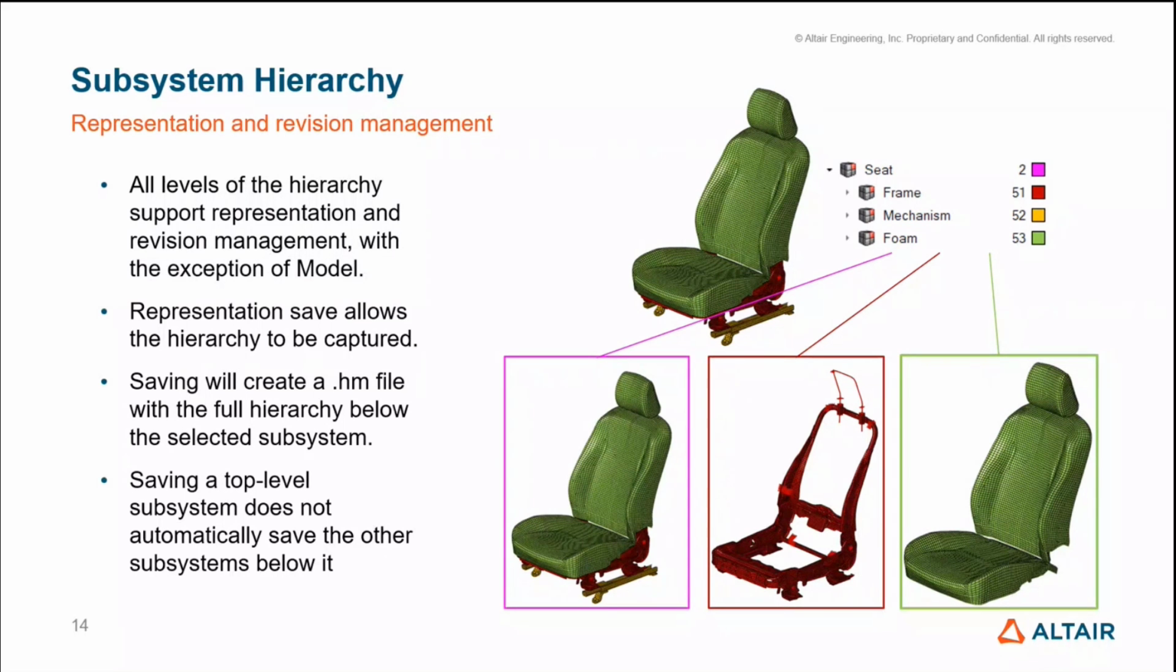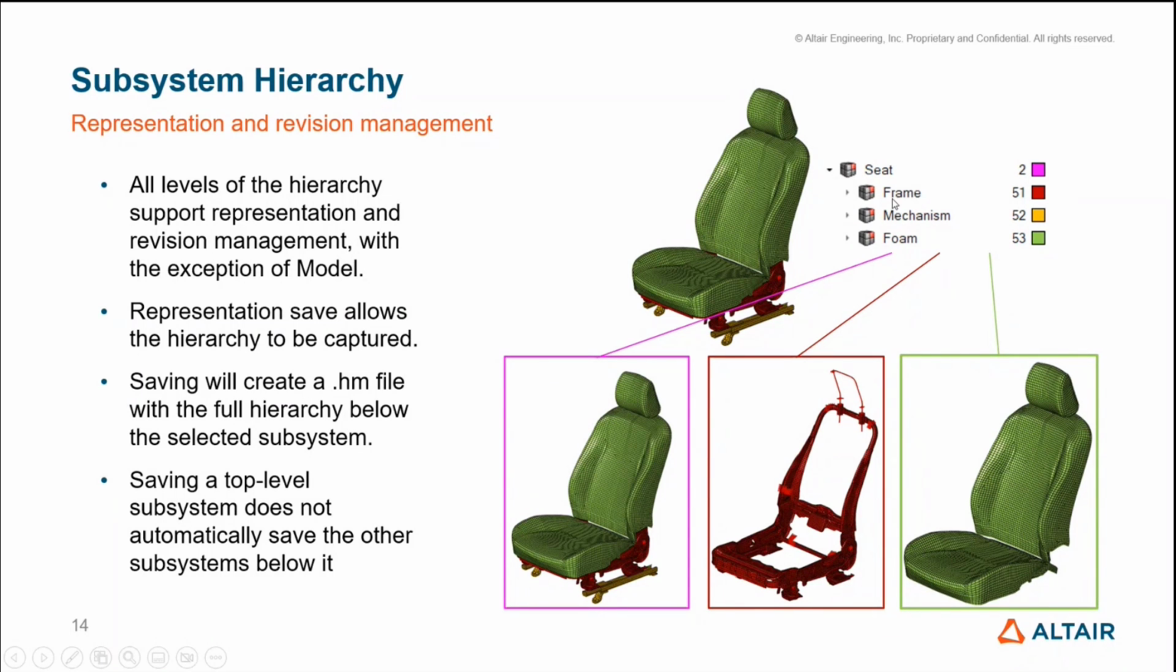In terms of how this hierarchy now affects representation and revision management, we support representation and revision management at all levels of the hierarchy, with the exception of the model. The model subsystem can't be saved because it owns all of the content of the model, and technically saving the model subsystem is just like saving your HyperMesh file like normal, just doing file save. It's the same, you get the same content. So we support representation and revision management at all of these different hierarchy levels.